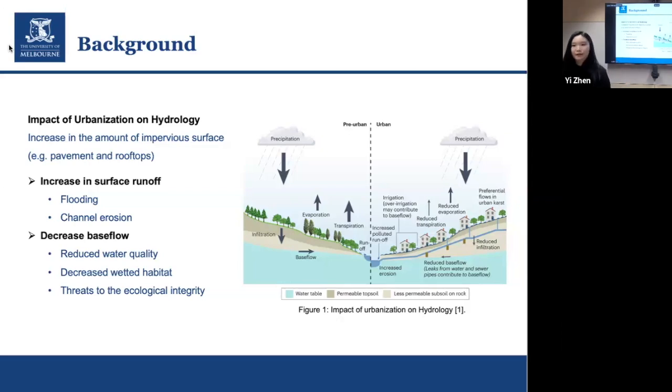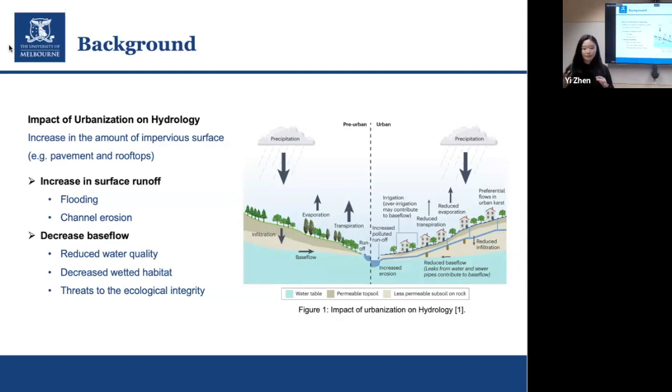The motivation behind this project is to make our urban water system healthier. In recent decades, due to the rapid urbanization, we observe a significant increase in the amount of impervious surfaces, which are any surfaces covered with water-resistant material like pavement and rooftops.